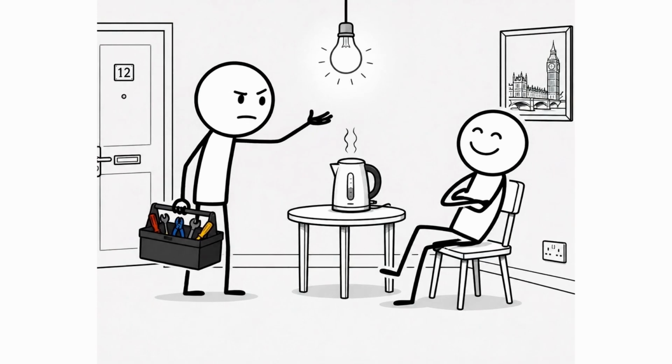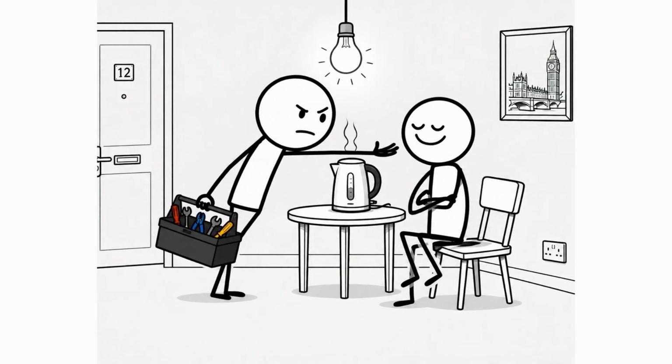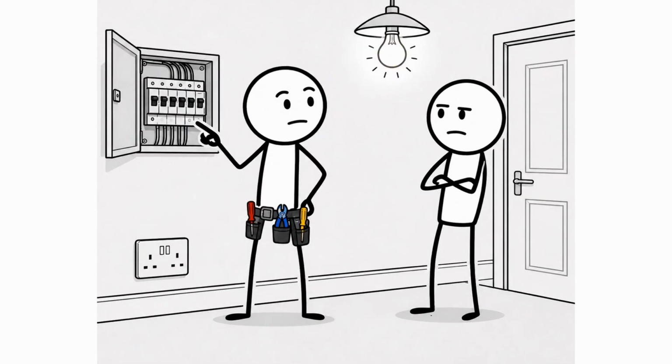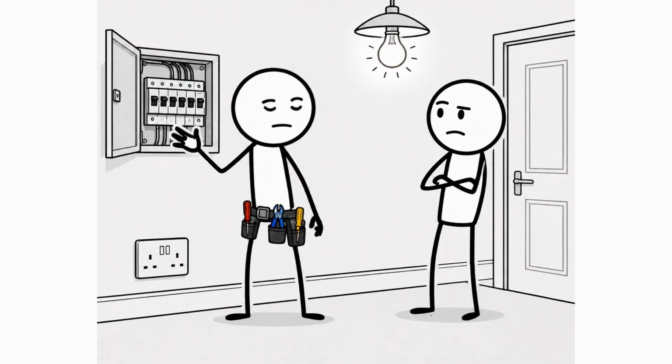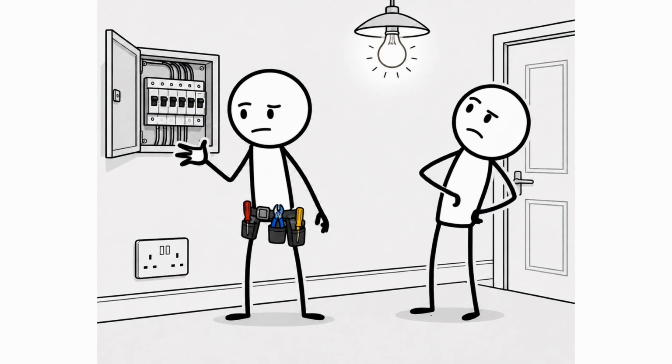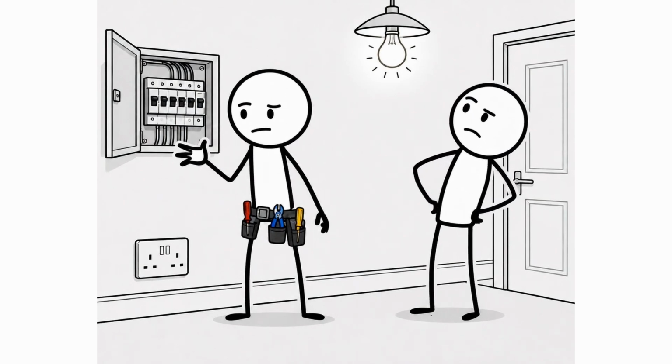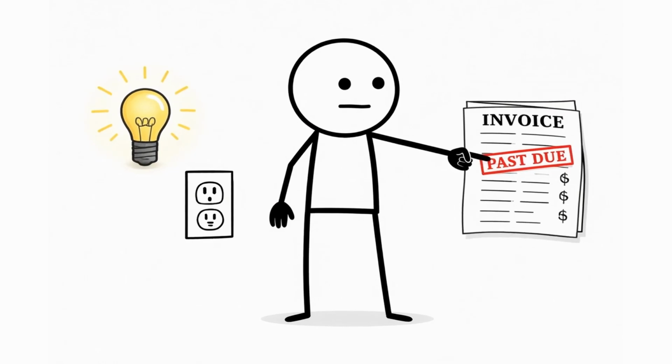Alright, let's get straight into it, because nothing hurts more than doing the work and not getting paid. Yes, Bob, this one's for you. So here's the situation. Adam, a sole trader electrician, fixes Bob's electrics. Lights are on, kettle's working, everything's sorted. Except Bob doesn't pay. Classic.